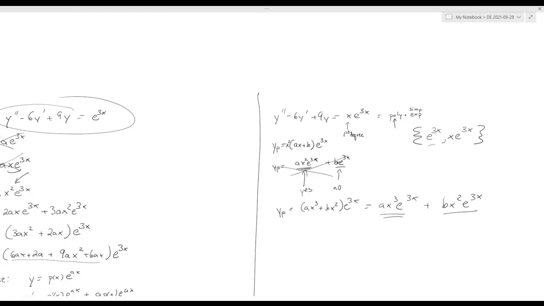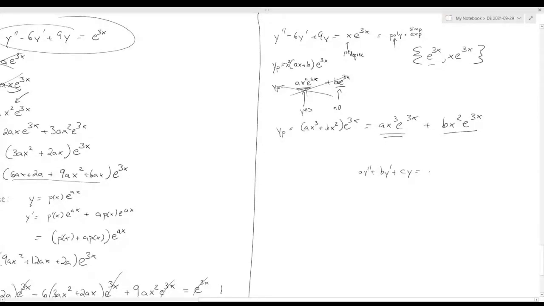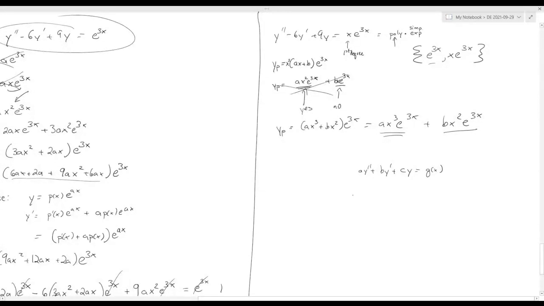So now we would have to differentiate this a couple times, plug it in, and solve for a and b. And we'll have to continue this example next time. Again, next time I want to provide a nice formulaic summary for this method of undetermined coefficients. But generally, you have this constant coefficient business going on. And then you have on the right-hand side some function of x. So you get your fundamental solution set.